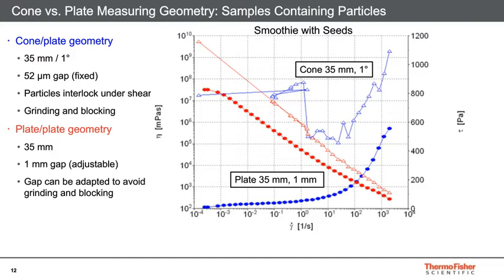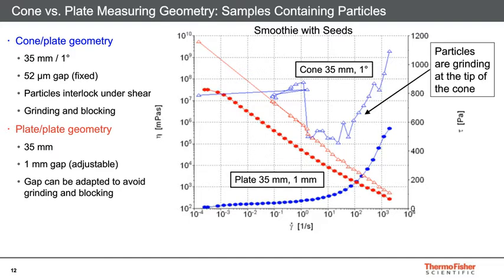And so what's going on here is essentially the particles at the tip of the cone are just grinding, okay, and it's really affecting the quality of this measured data. However, if we move over to the 35 millimeter plate, which now has a gap height of 1 millimeter, much larger, it can actually accommodate these larger seed particles. As you can see with the filled red circles, you get a much smoother viscosity response. And again, looking at the stress response here in the blue circles, this data is much higher quality. You don't have the same noise because those particles aren't getting jammed. Okay? So the larger gap allows you to just obtain higher quality data.